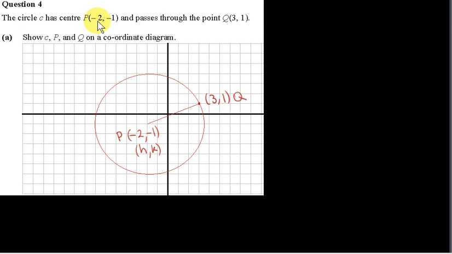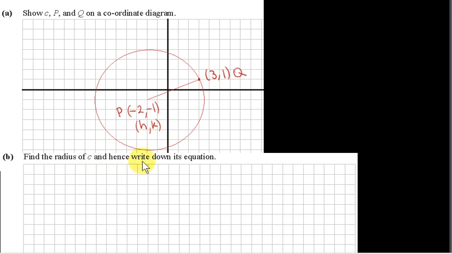The circle C has centre -2, -1 and passes through the point 3, 1. So we want to draw this circle. So we plot the centre and we plot this point on the circle, 3, 1. Put a compass point here, set it to this distance and draw the circle. The centre is called HK.